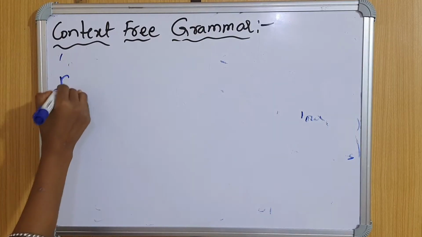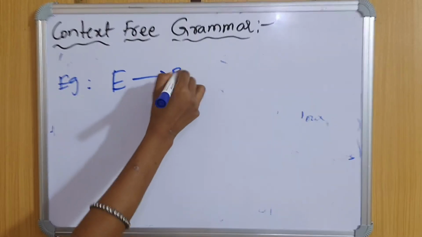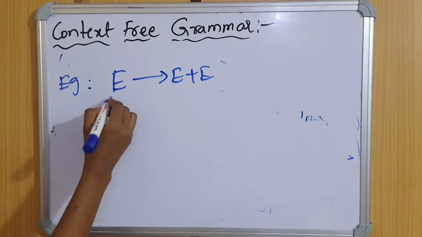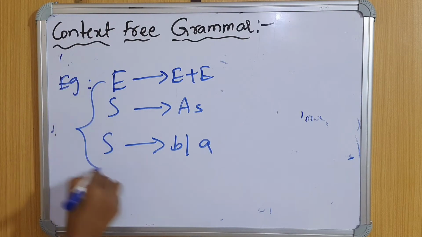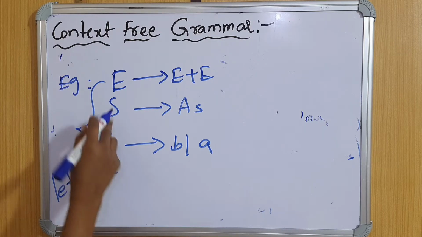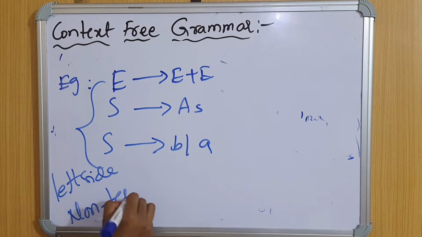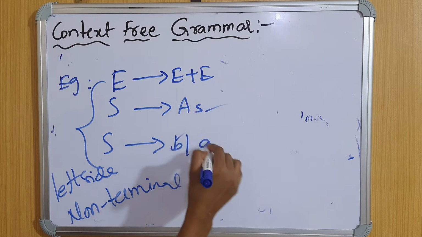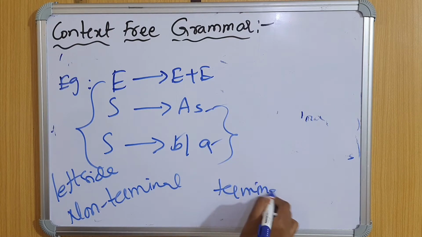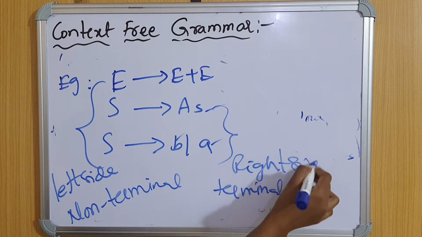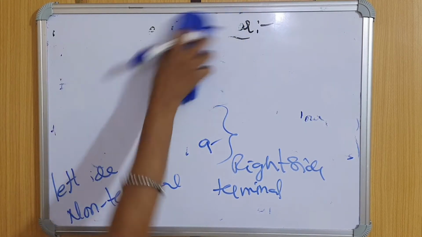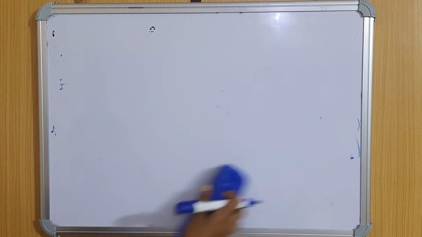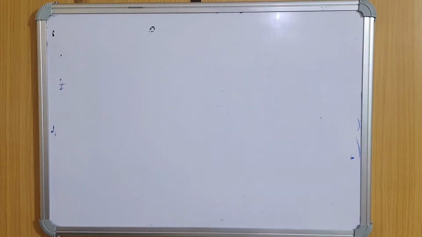For example, consider E tends to E plus E. This is a production rule. S tends to AS, S tends to BRA. The left side symbols are called non-terminals. Coming to the small a, b, c, these are called terminals on the right hand side. Now see one example, you can understand. You can write context free grammar as CFG.